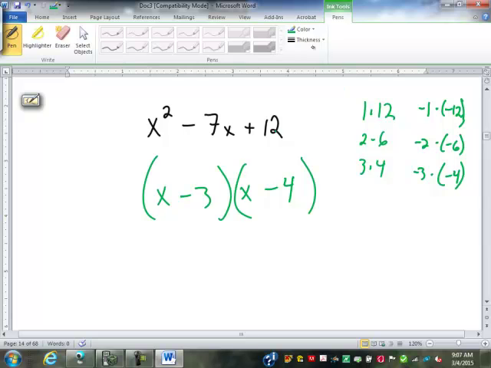Because now on the outside, x times negative 4 is negative 4x. On the inside, negative 3 times x is negative 3x, which is a negative 7x. So you have to worry about that possibility that it could be negatives instead of everything being positive. There can be negatives in there.